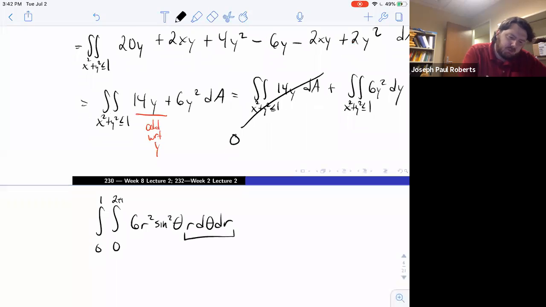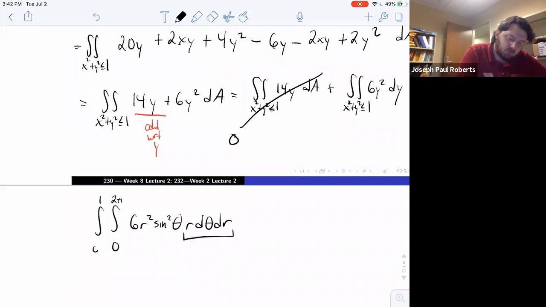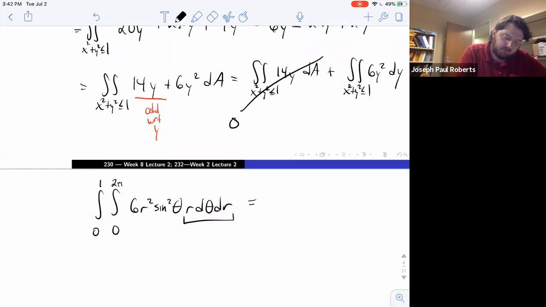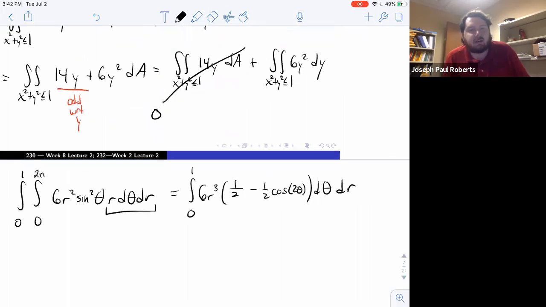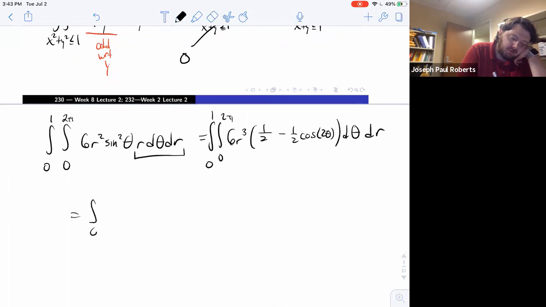And then at this stage, I guess we can do our theta integration. So 0 to 1, 6r cubed. The trig identity that we're going to have to use, this isn't an antiderivative yet, but the identity for sine squared theta is 1/2 minus 1/2 cosine of 2 theta. Sorry, I didn't take the antiderivative yet, so this is still 0 to 2 pi, 0 to 1.